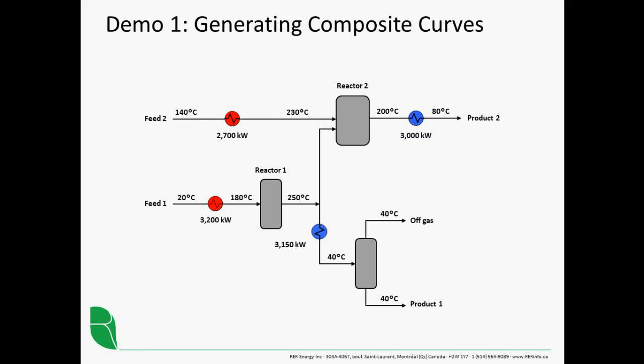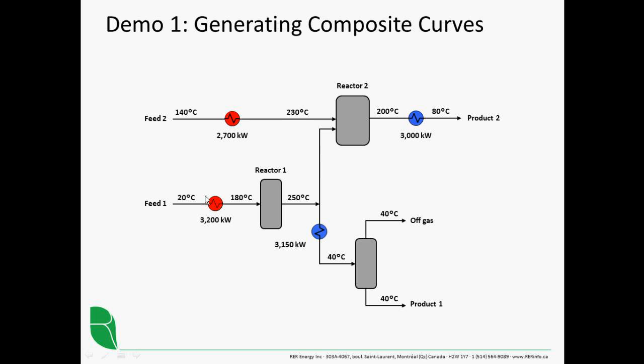So the first demonstration is how we can generate composite curves for a ridiculously simple example. That's what we're seeing here. So here we actually don't have any heat exchangers at all. We just have two heaters and two coolers. And we have feed 1 and feed 2 going in. You can see that feed 1, for instance, has to be heated from 20 degrees up to 180 degrees. And that requires 3,200 kilowatts of heating. And we can go through and look at all the other aspects.